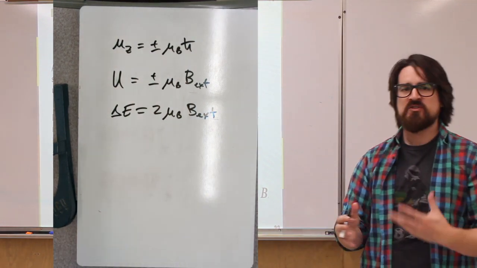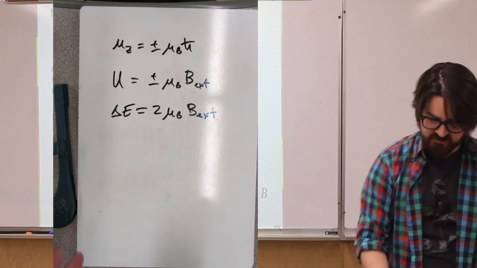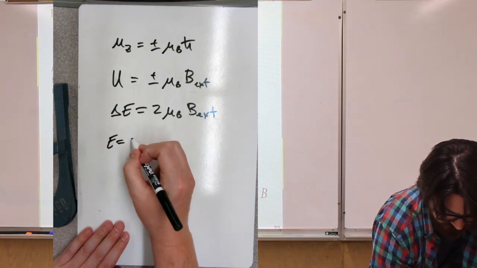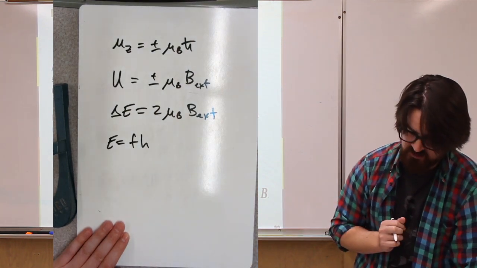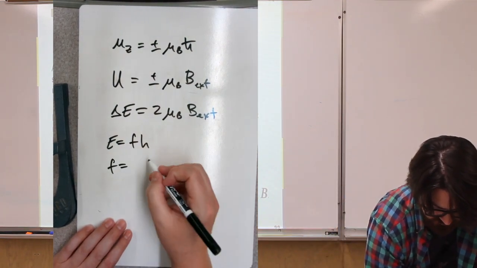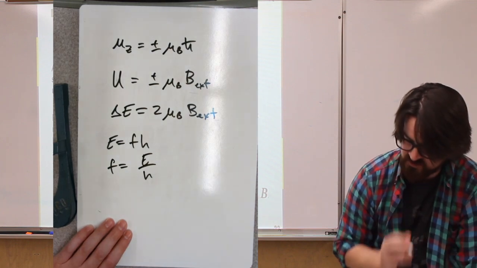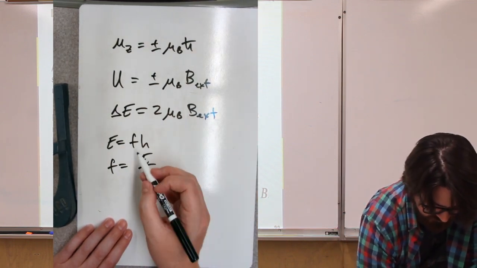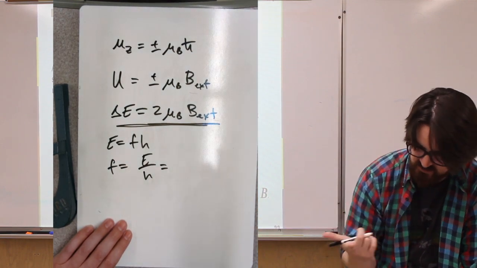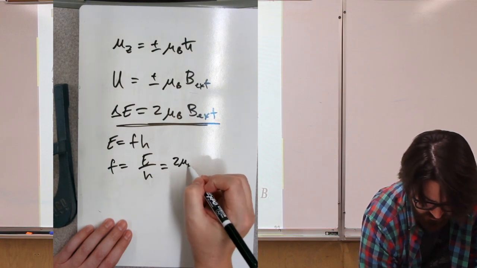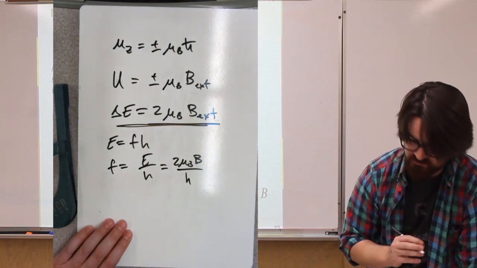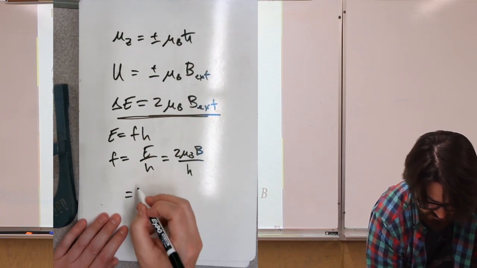And if we want to know the frequency of a photon with this energy, we can go back to our energy-frequency relationship from Planck, and that frequency is the energy over Planck's constant. And that energy is just that change that we got for the difference between those states. That's the energy that the photon's coming out with, so 2 times the Bohr magneton times the strength of the magnetic field, over h bar. Now we finally put some values in.